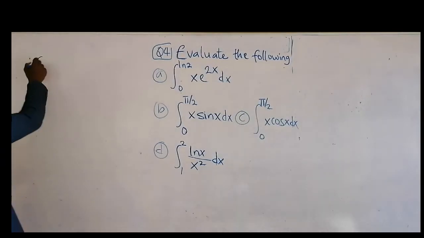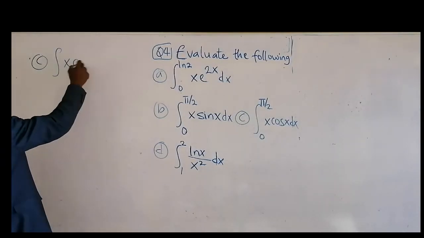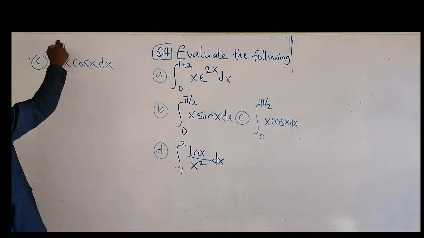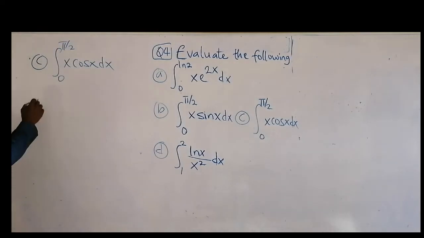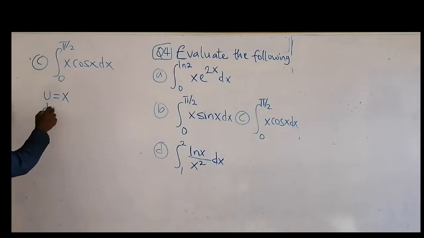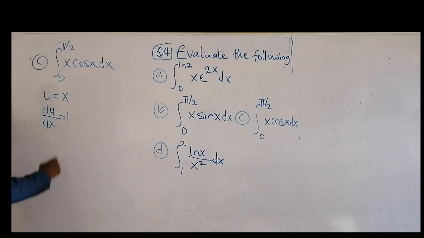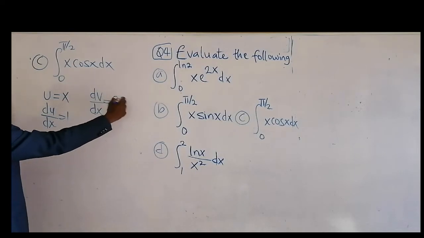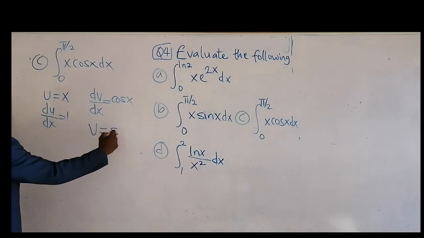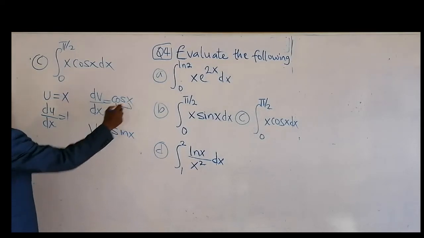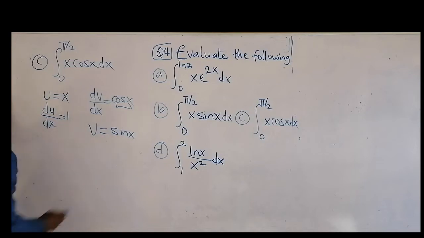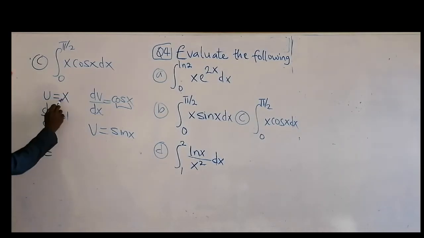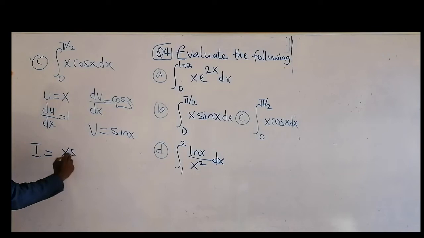For the c part, integral of x cos x dx, the upper boundary is pi over 2. For this one, the differentiable function is u equal to what? Is this. So the u dx, that's 1. Then the v dx, that's cos x. So v will be equal to what? Sin x, if we integrate this. So v is sin x. So we now have uv. So that's x sin x, and they indicate the upper boundary.